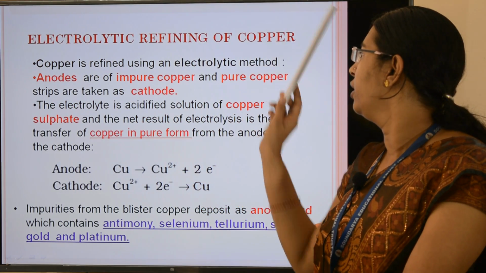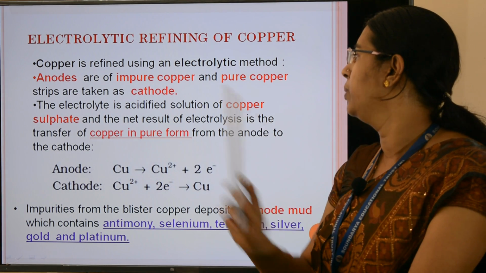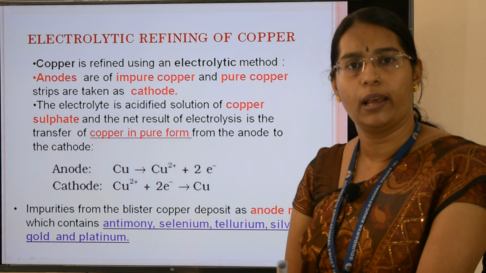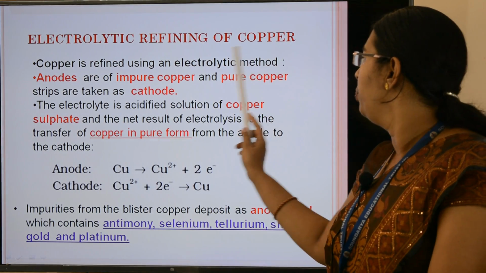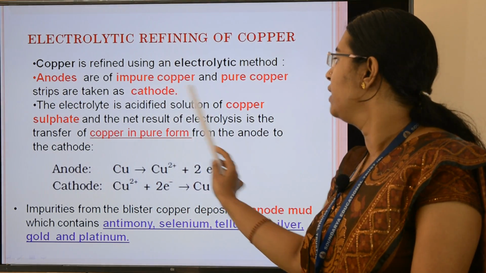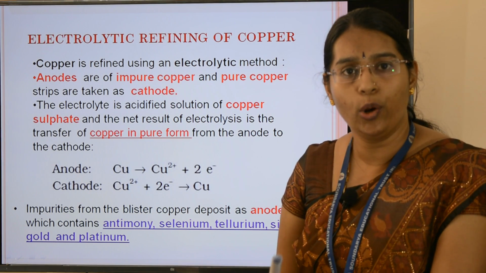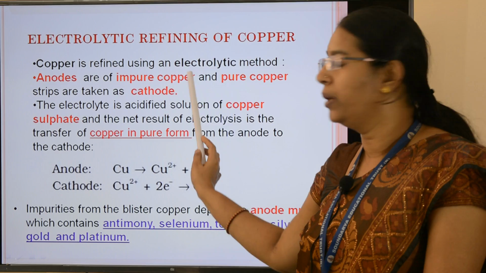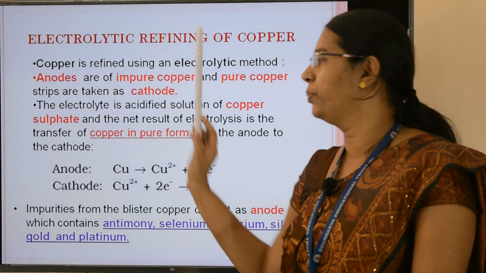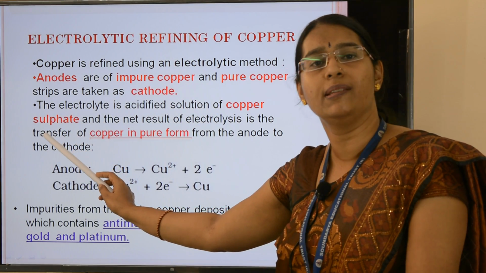So, electrolytic refining of copper. In the electrolytic refining of copper, the anode taken is impure copper rod and the cathode taken is pure copper strip. And the electrolyte is acidified solution of copper sulfate. I repeat, anode is impure copper rod, cathode is the pure copper strip, and the electrolyte is acidified solution of copper sulfate.